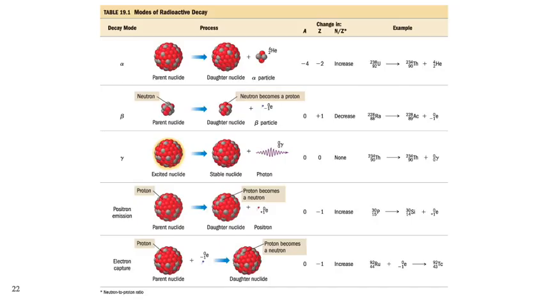Here's a table just summarizing all of this: the symbols of alpha, beta, gamma, what the changes are, and examples, and so that is a nice reference.